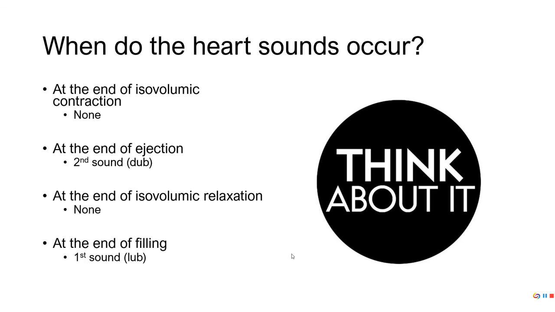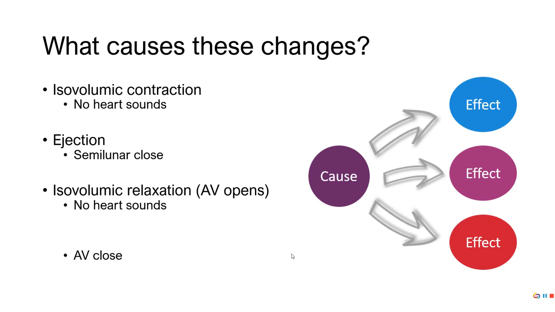So what's causing these changes? In the isovolumic phases, there were no sounds. In both other cases, during ejection, you've got semilunar closing, and during filling, you've got AV closing. And so that is Wiggers in a different way of looking at it. And we'll talk about it in class and have some activities.